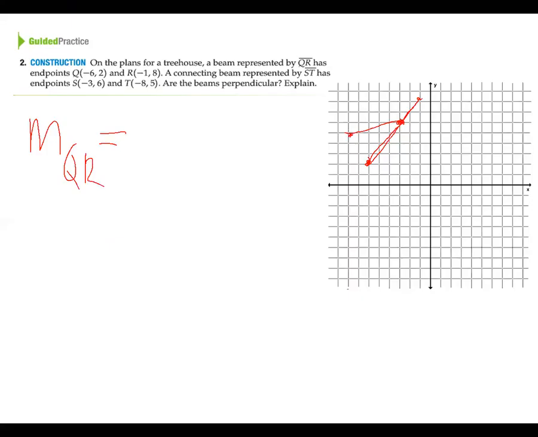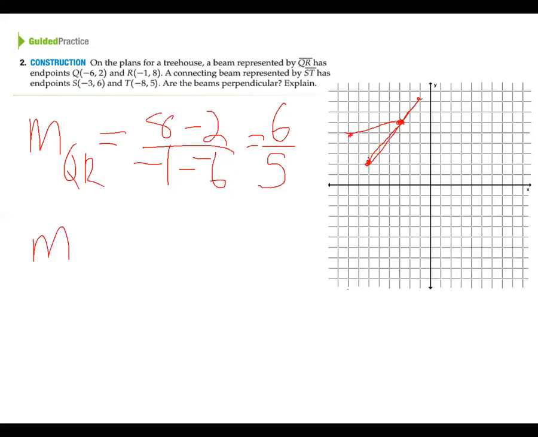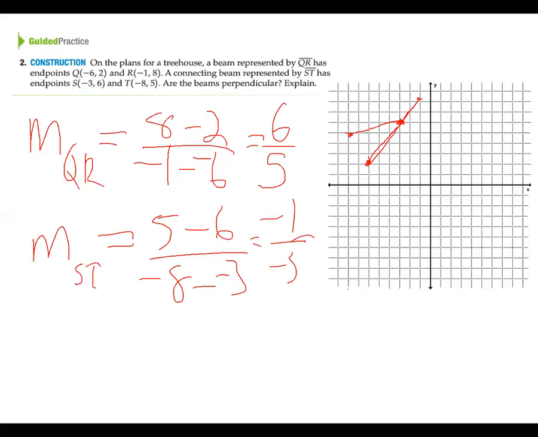The slope would be 8 minus 2 over -1 minus -6. So 8 minus 2 is 6. -1 minus -6 is 5. The slope of ST is going to be 5 minus 6 over -8 minus -3. So 5 minus 6 is -1. -8 minus -3 is going to be -5, which is equal to -1/5.